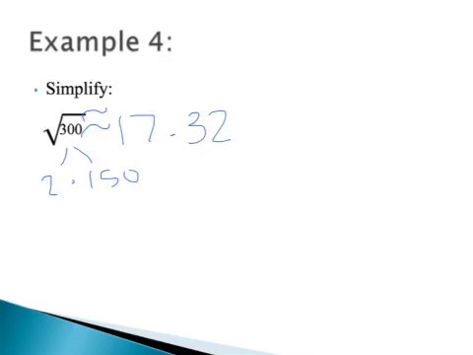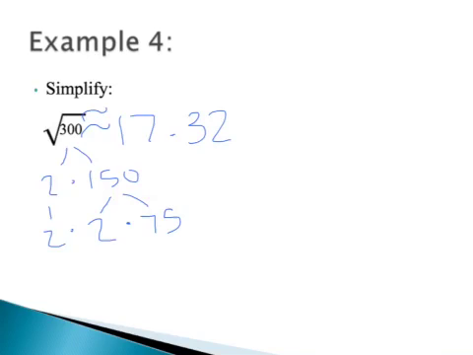I can't break down 2, so I'm going to carry it down. I can break down 150 though. So once again, I'm just going to type into the calculator 150 divided by 2, which is going to give us 75. So that means 2 times 75 is going to give you 150.